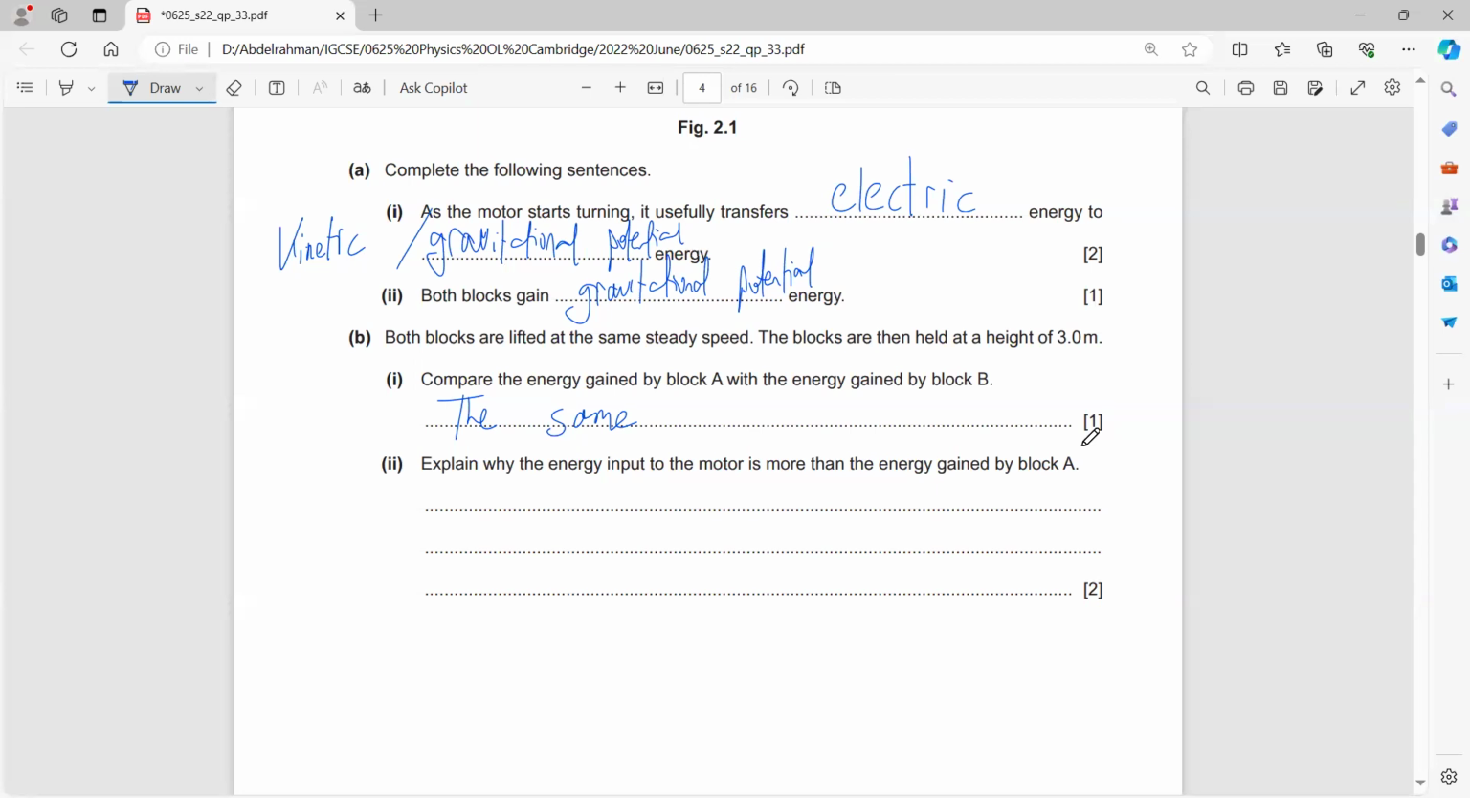Okay, explain why the energy input to the motor is more than the energy gained by block A. Why is the energy input to the motor more than the energy gained by block A? Because some energy is lost as thermal energy to the surroundings, and some is, for example, lost as sound energy or something. Some energy is lost. Right. What type of energy? We can say that some energy is lost as heat energy to the surroundings, correct? Due to friction.